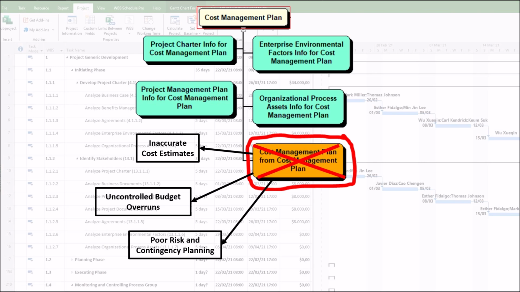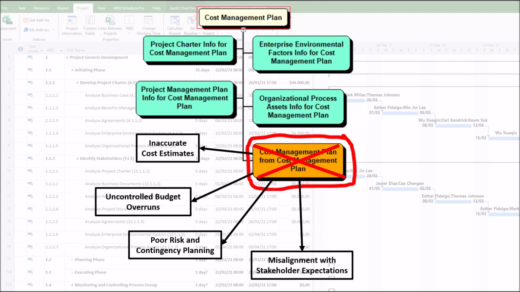3. Poor risk and contingency planning. If reserves, such as contingency and management, are not properly defined, unexpected costs can derail the project. For example, a project without a risk-adjusted budget may fail when unforeseen expenses arise.